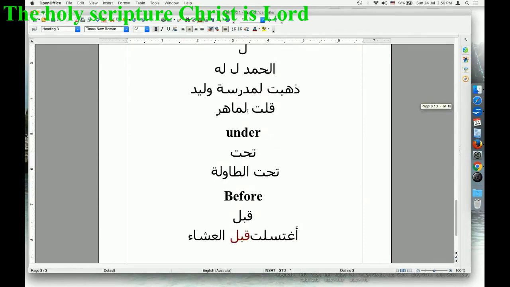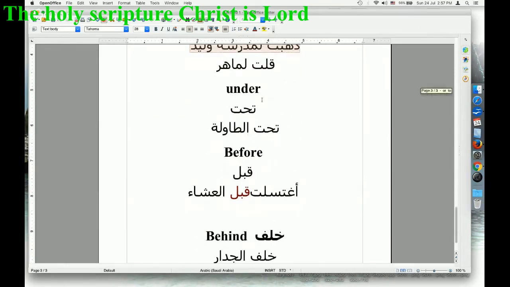I said قلت لماهر. لماهر. Mahir is a person. I add li to Mahir, that will make it to him. I said to him ذهبت للمدرسة لمدرسة وليد. Either I say lil madrasa, which means I am saying to the school, or I say to school of Walid. That will be the same. So ذهبت لمدرسة وليد. I went to school of Walid.